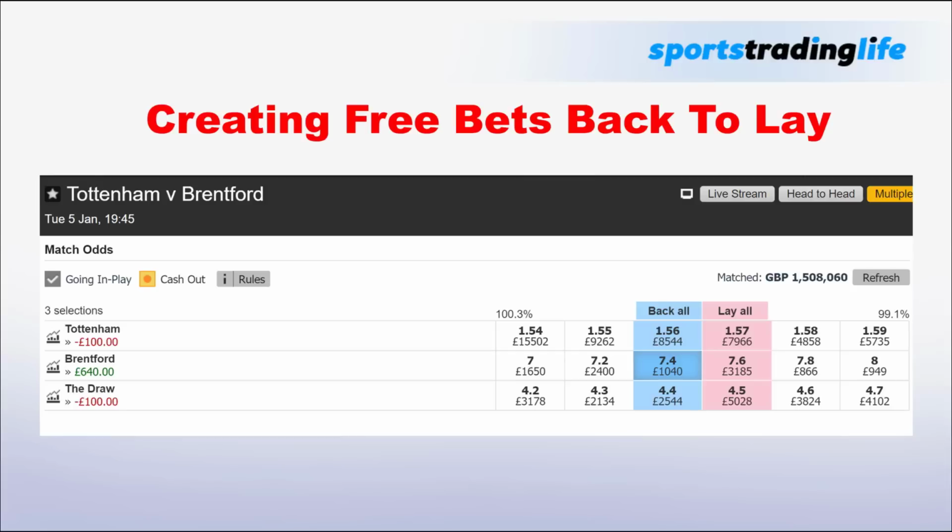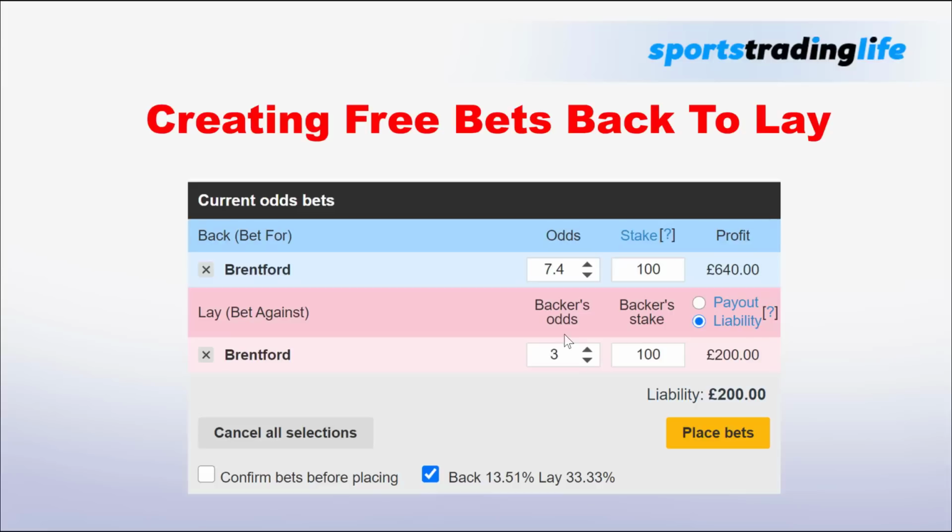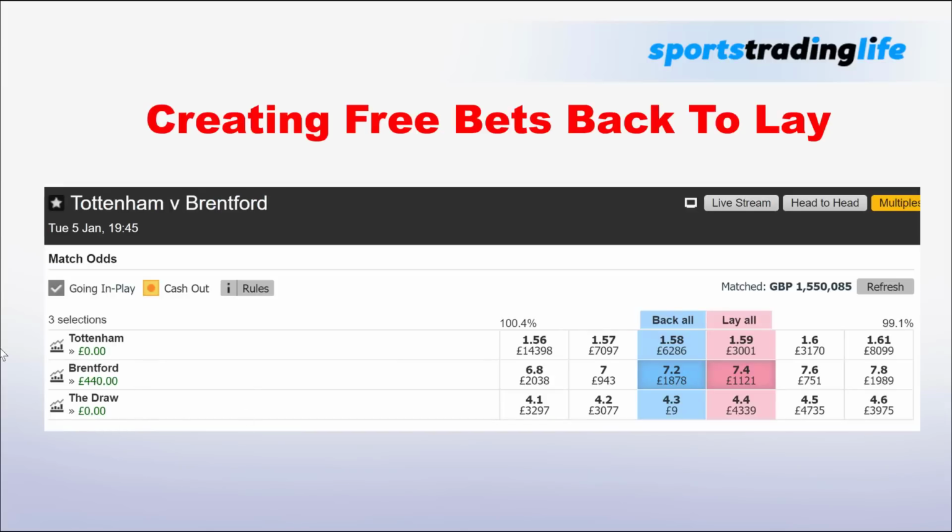So we let the match go in play, and let's say Brentford take the lead, they go 1-0 up, and at some point in the match, their odds drop to around this number here, 3. So they've gone in from 7.4, the odds have shortened into 3, so we've backed with £100, we lay with £100. When we backed them, it had £640 of profit. When we're laying them, it's going to be £200 of loss. However, because they're happening on the same outcome, it's just going to leave us with this free bet on Brentford of £440. And our liability has been removed.